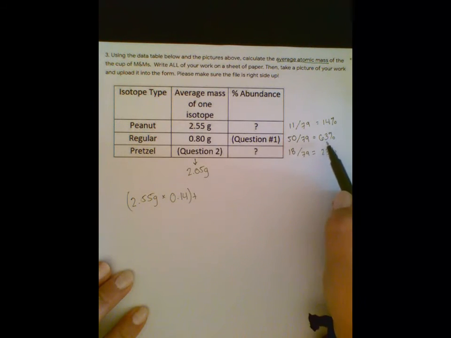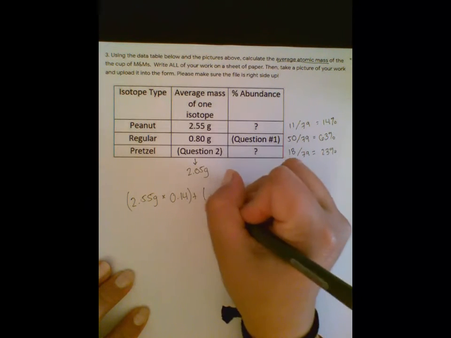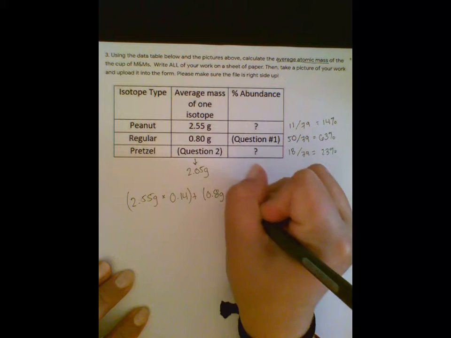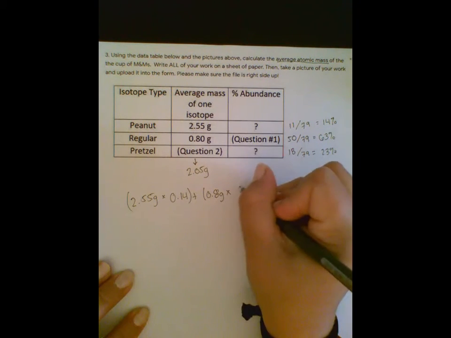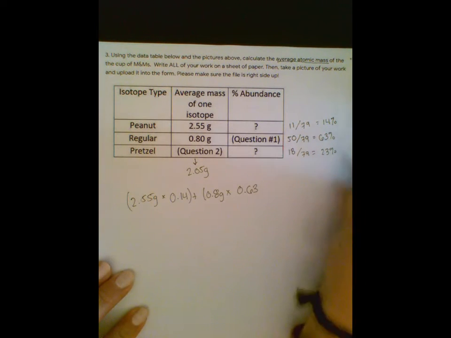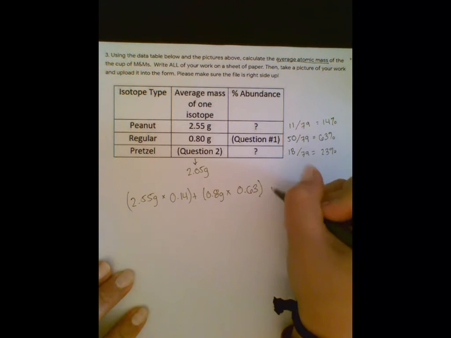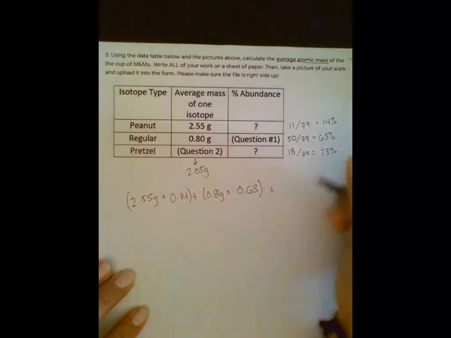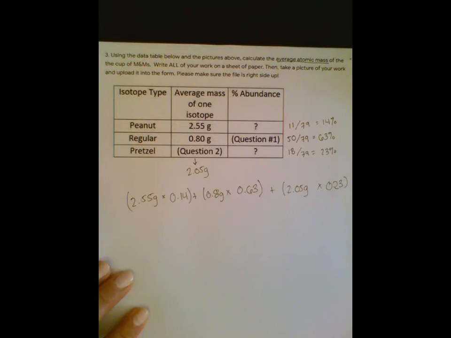I'm going to do the same thing for my regular M&Ms. So I have 0.8 grams times 0.63 because I've changed my percent into a decimal. And then for the pretzel, 2.05 grams times 0.23, changing 23% into that decimal.